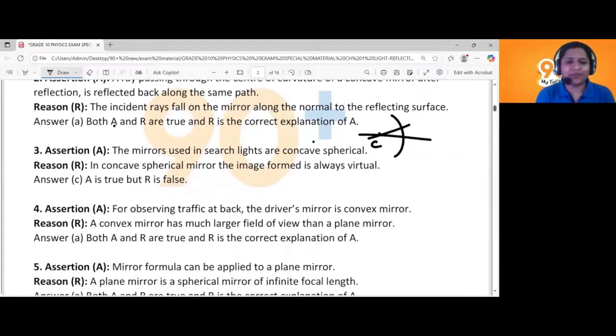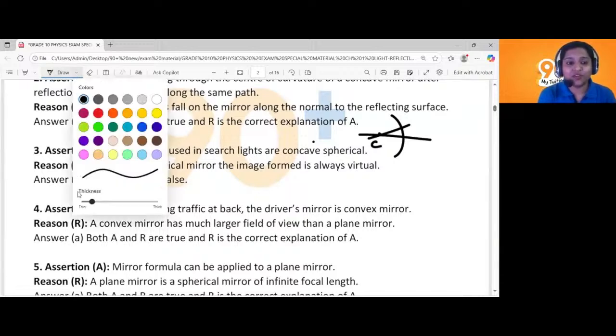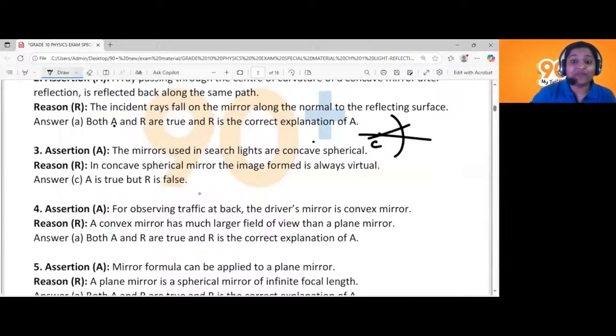Question number 3. The mirrors which are used in searchlights are concave spherical. And the reason given is that in a concave mirror, the image formed is always virtual. Is the image formed by a concave mirror always virtual? No. A concave mirror can produce real images as well as virtual images based on the position. So here the assertion is true and the reason is false.